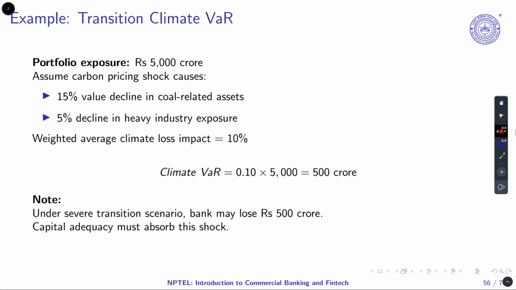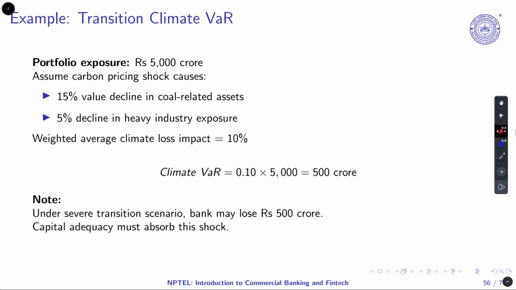For example, portfolio exposure is 5,000 crore. Assume a carbon pricing shock causes a 15% value decline in correlated assets and a 5% decline in heavy industry exposure. So the weighted loss is how much? 15 plus 5 upon 2, so it is 10%. Or you can simply go for 0.5 multiplied by 0.15 plus 0.5 into 0.05, and then you can get it.